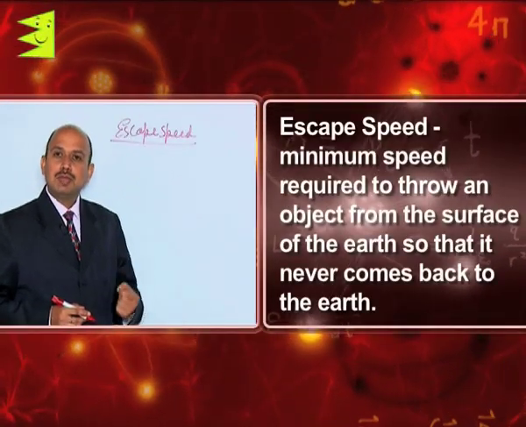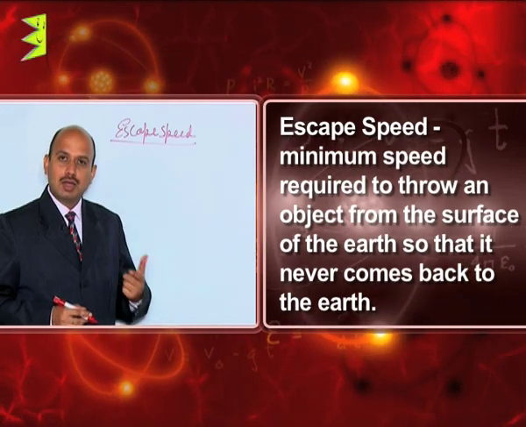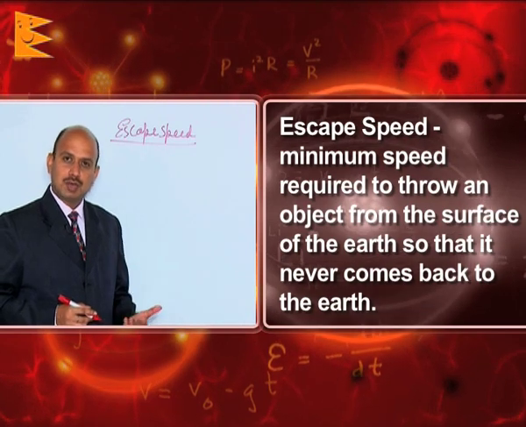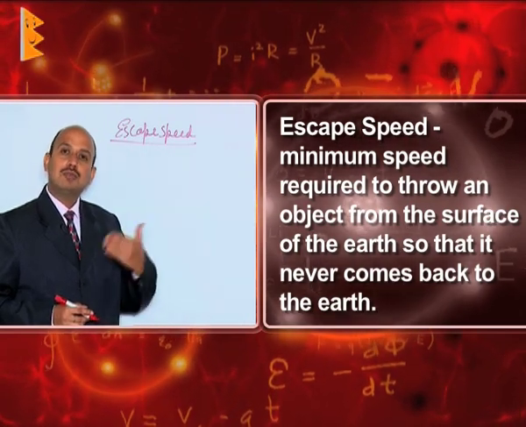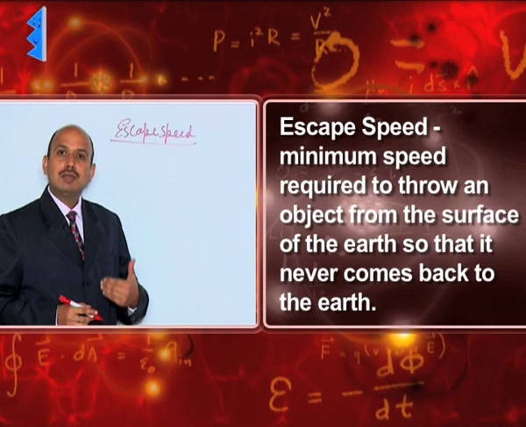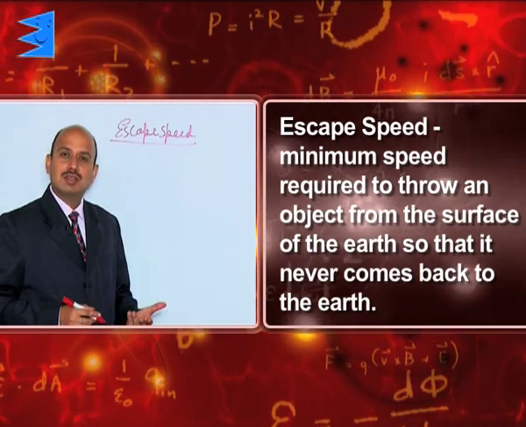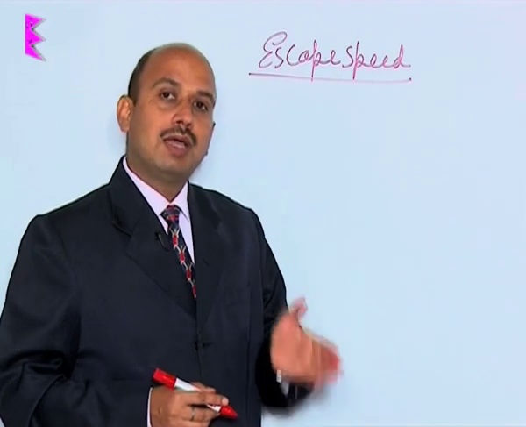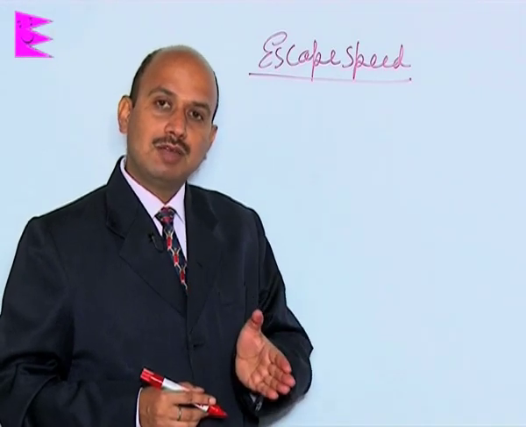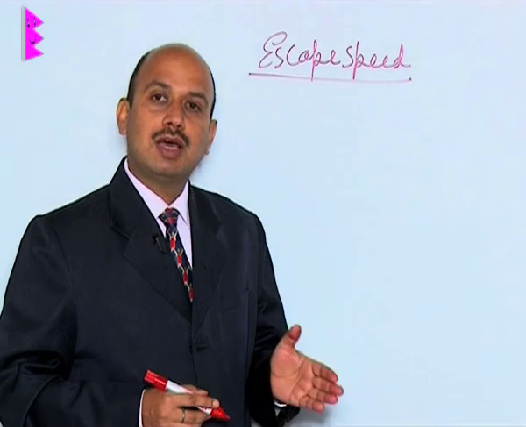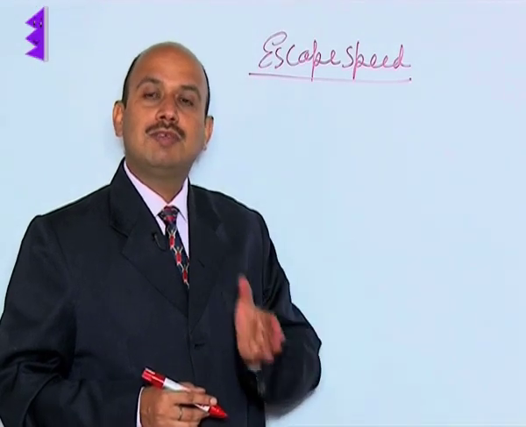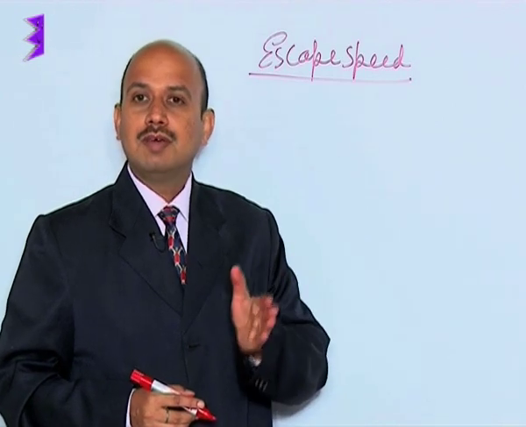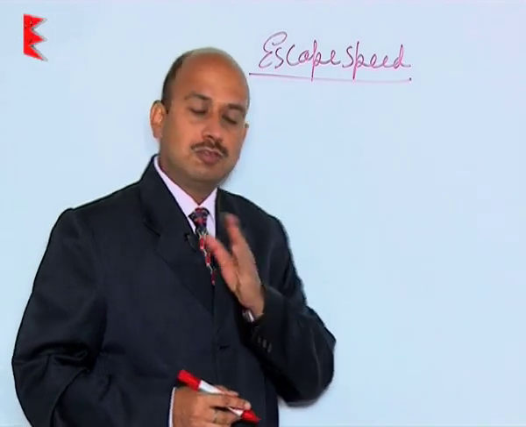So the minimum speed or minimum velocity required to throw an object from the surface of the earth so that it never comes back to the earth, that means it is going beyond the gravitational field of the earth. So the minimum speed required by a body projected vertically upward in such a way that it goes beyond the gravitational field of earth is known as escape velocity or escape speed.